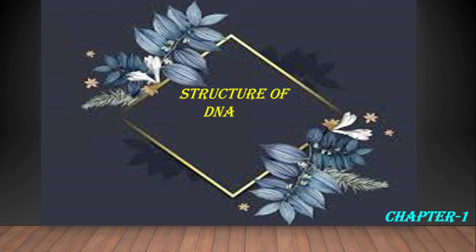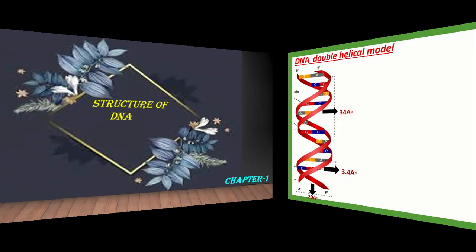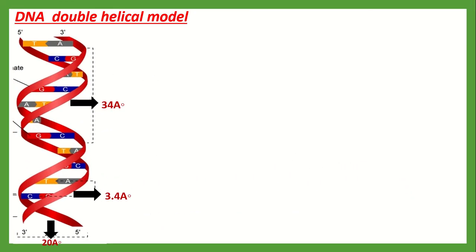And you know that in 1953, James Watson and Francis Crick made a model of DNA. This model is known as the Watson and Crick model. They were awarded the Nobel Prize in the year 1963 for their work. They expressed that the DNA molecule is structurally a double helix. Okay, everybody, now start the class. See the figure, everybody. This one is the DNA double helical model.